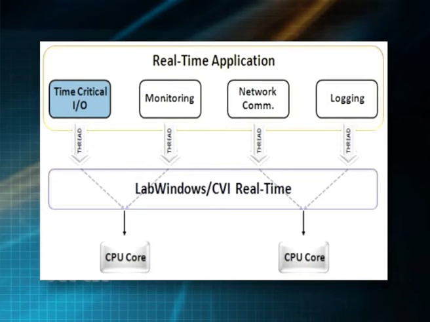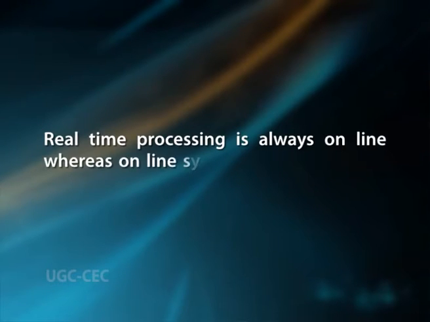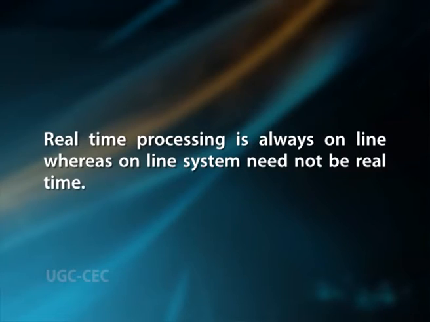Real-time operating system. A real-time system is defined as a data processing system in which the time interval required to process and respond to inputs is so small that it controls the environment. Real-time processing is always online, whereas an online system need not be real-time. The time taken by the system to respond to an input and display the required updated information is termed response time. So, in this method, response time is very low compared to online processing.